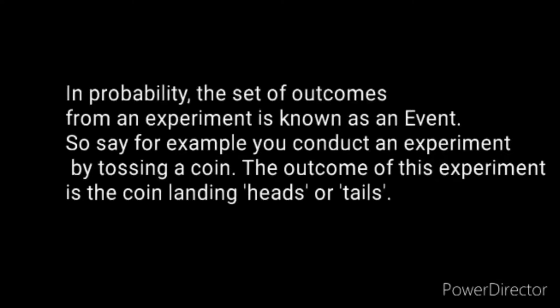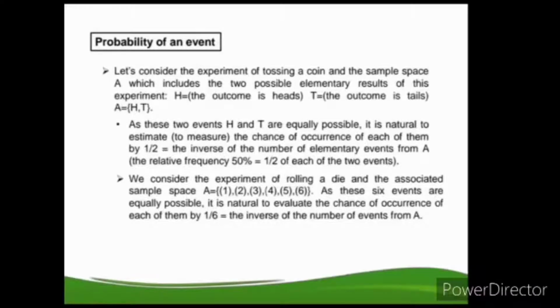So, say for example, you conduct an experiment by tossing a coin. The outcome of this experiment is that the coin landed heads or tails. This can be said to be the events conducted with the experiment. Let's consider the experiment of tossing a coin, with the sample space A, which includes the two possible elementary results of this experiment, where H is the outcome of heads and T is the outcome of tails. That is, A is equal to {H, T}.